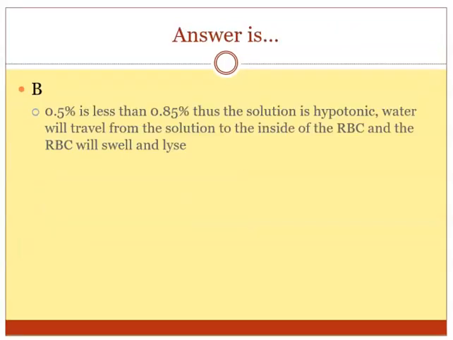The answer is B. They will lyse. A 0.5% solution is less than a 0.85% solution. Thus, the solution is hypotonic. Water will travel from the solution to inside the red blood cell, and the red blood cell will swell and most likely lyse.